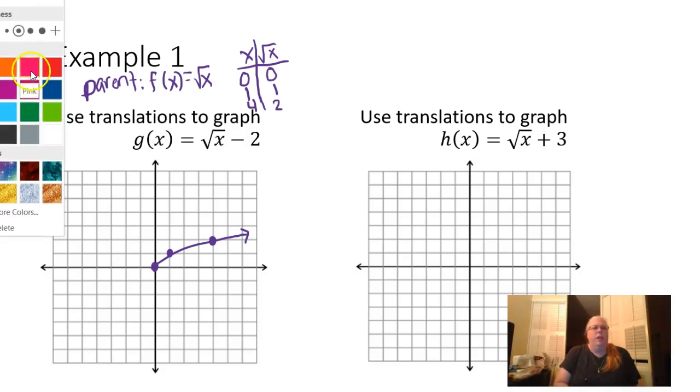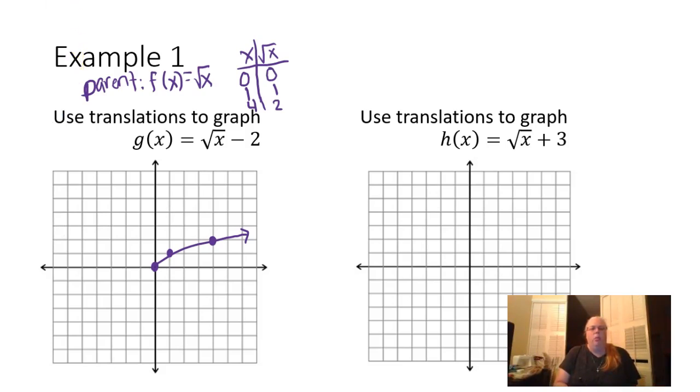Okay. Now, if we're going to do the translation, we need to take the parent graph right here, and then this part tells me we want to move it down 2. So I'm going to take each one of these points, and I'm going to move it down 2. This one's going to move down here. This one's going to move 1, 2, down to here. And this one's going to move down 1, 2, to here. So the transformed graph g of x is now my pink graph.